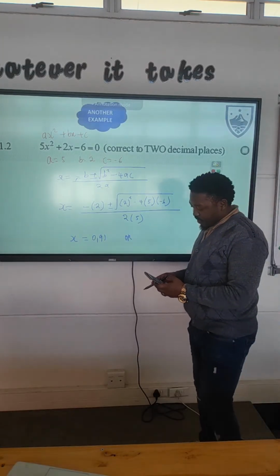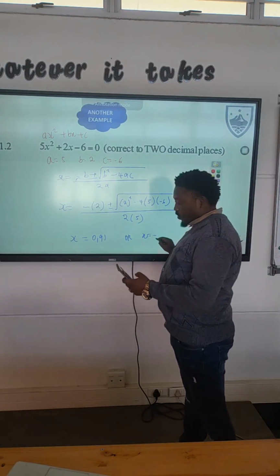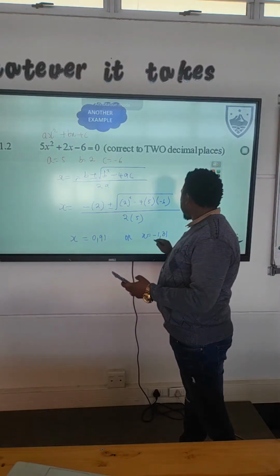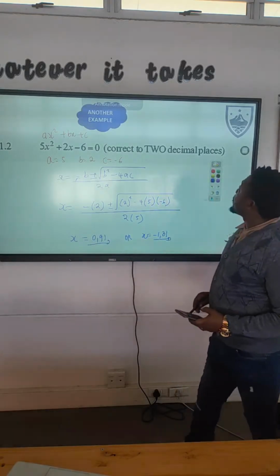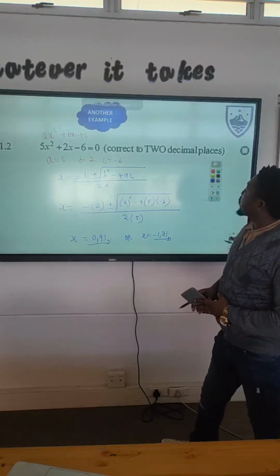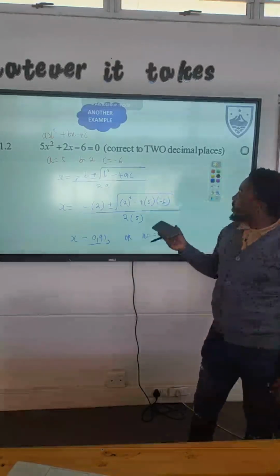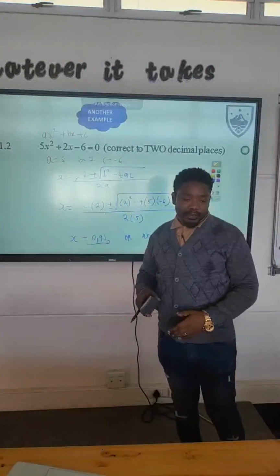minus, this will give me x equals -1.31. So we have 2 problems. The first one is the basic factorization and solving for x, and the second one is the quadratic formula. So I'm not expecting anybody to be missing these problems.